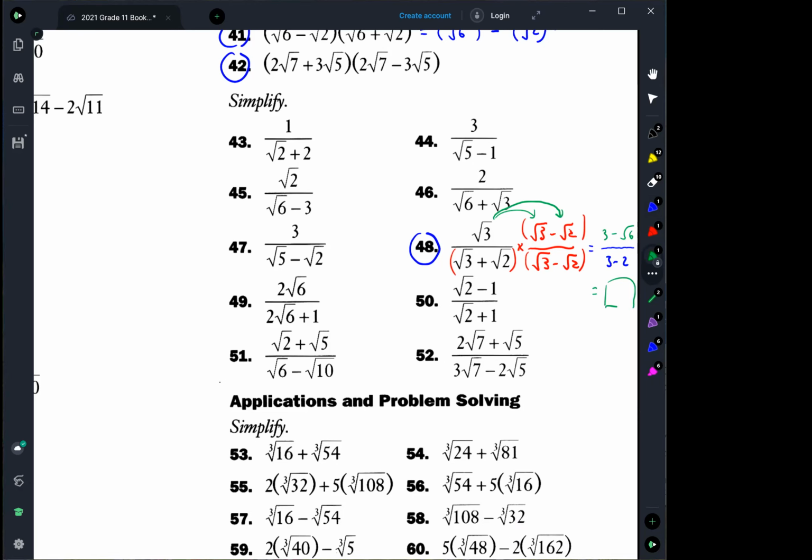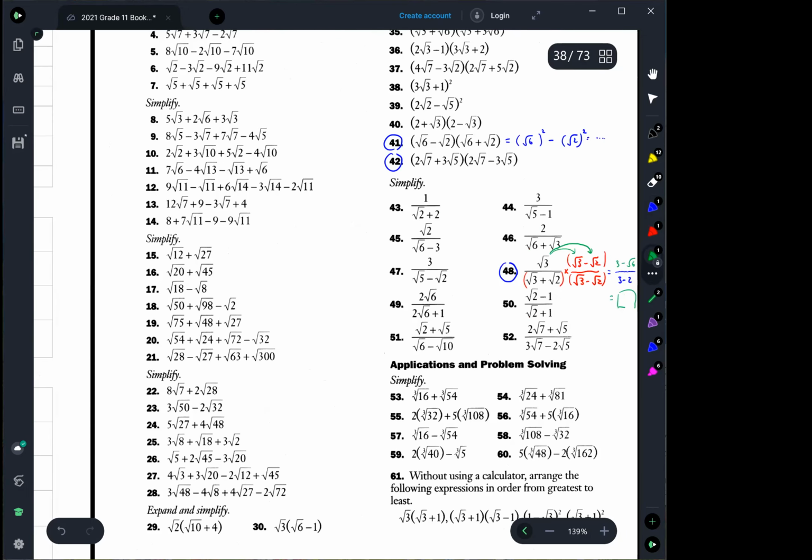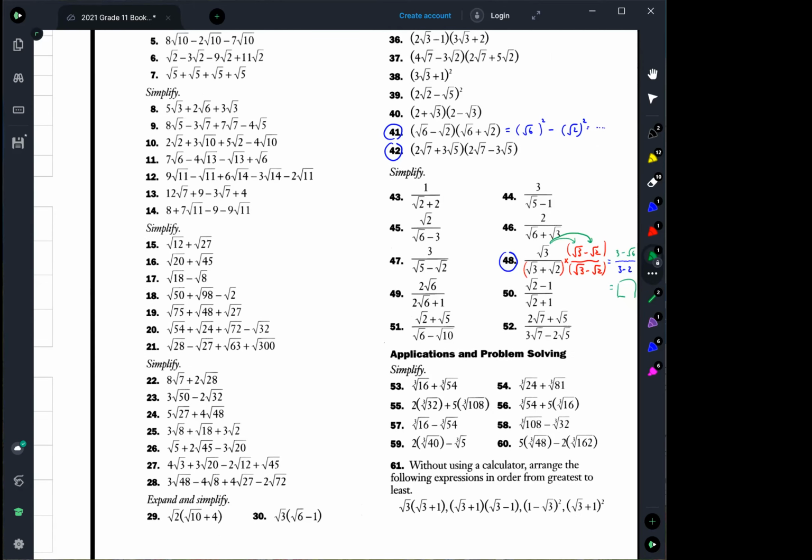Oh, yeah. I'm overthinking it too much. Okay. And that's all? And 52. 52, same page? Yeah, same page.